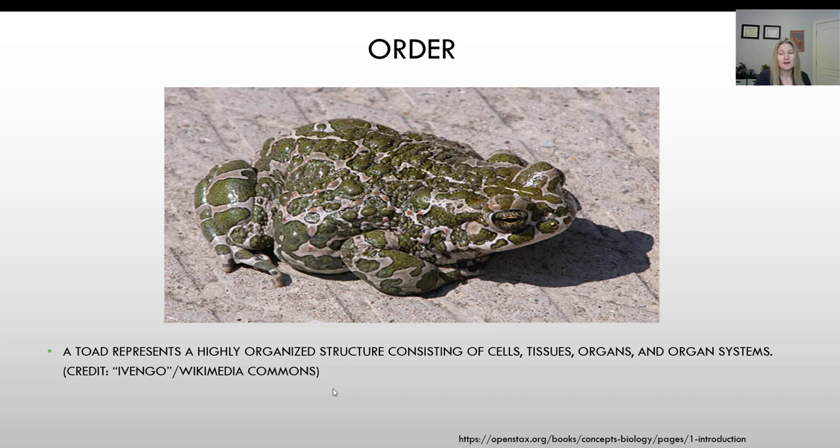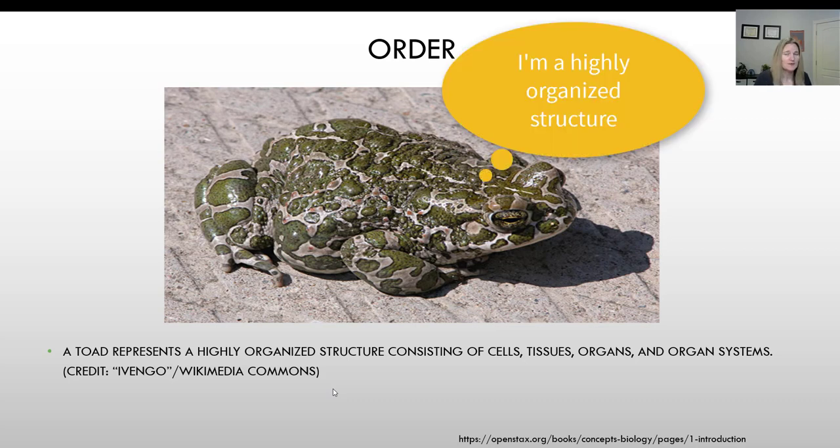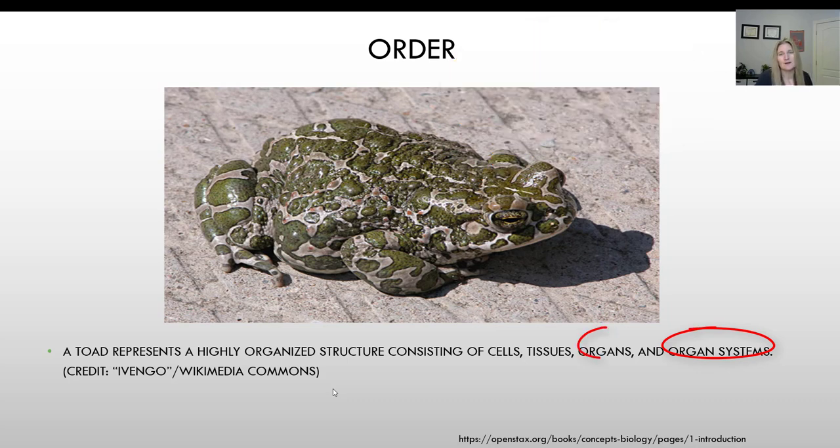It's a very highly organized structure with these organ systems, and each of these organ systems has organs that are made of tissue, that are made of cells. So it's a very highly organized structure, and all living things have that complexity to them. They are very organized in nature.